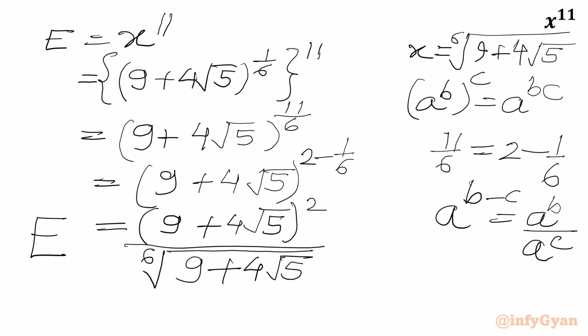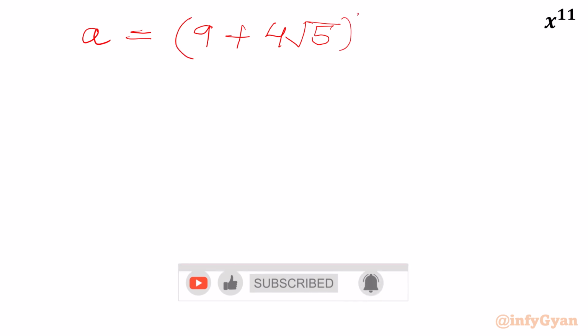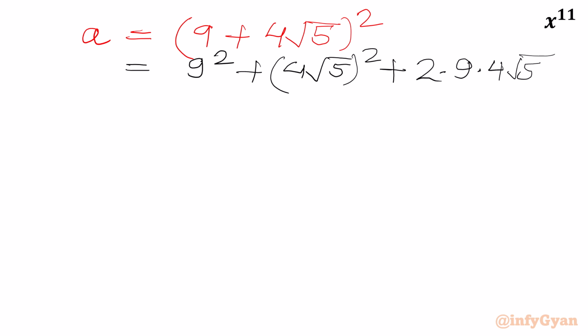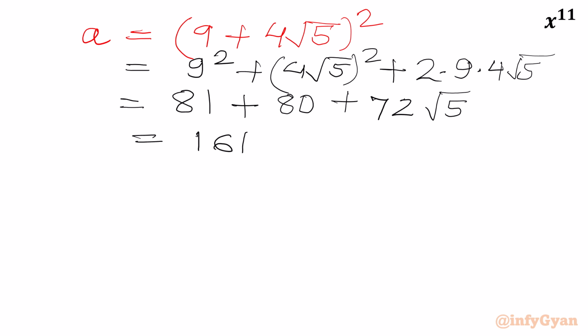I will consider the numerator equal to a. Let me call this a and the denominator I will call b. So we will calculate numerator and denominator separately. So let's begin with the numerator itself. I can write a will be equal to 9 plus 4 root 5 whole square. So we can apply the a plus b whole square formula here. We will be writing 9 square plus 4 root 5 whole square plus 2 times 9 times 4 root 5. This will give us 81 plus 16 times 5, 80, plus 2 times 9, 18, 18 times 4, 72 square root 5. So this addition will give us 161 plus 72 square root 5. This is the value of our numerator.